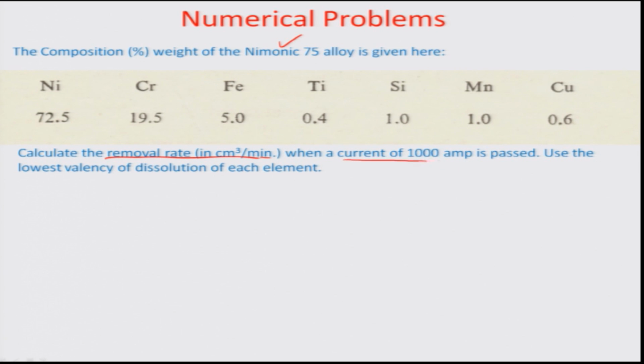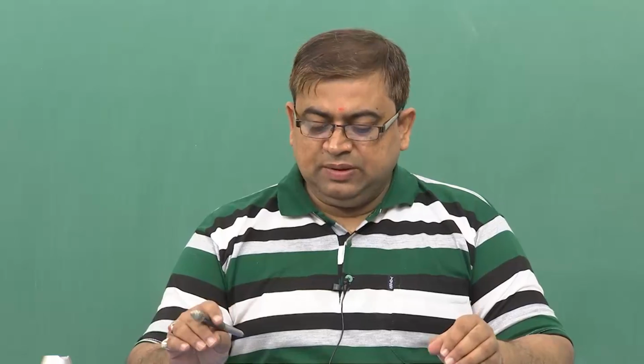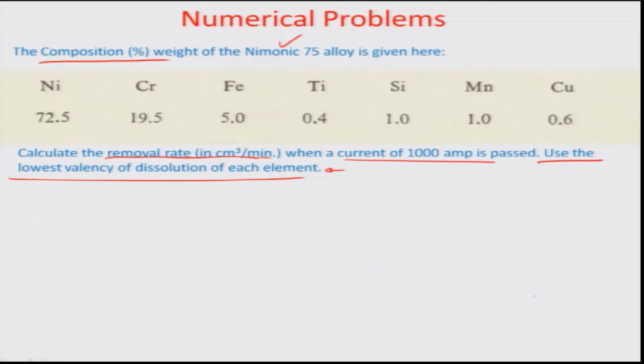We have given that a current of 1000 amperes is passed, and for now we would use the lowest valency of dissolution of each element, although there is a possibility that, based on where the oxidation or reduction potential of the cell lies, there may be a divalent or a trivalent state which comes in. I am not going into that complexity right now. We are just simplifying by saying that we use the lowest valency state in this particular case, and so we are putting together this composition, weight percentage of the Nimonic 75 alloy.